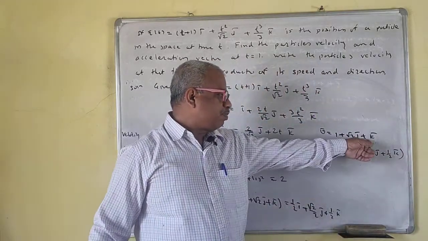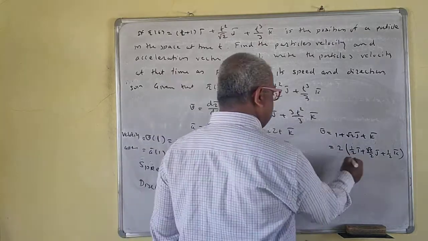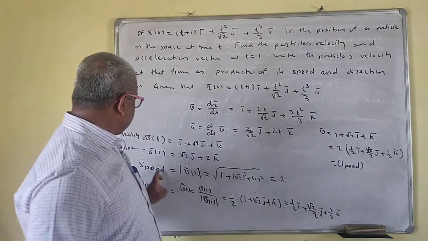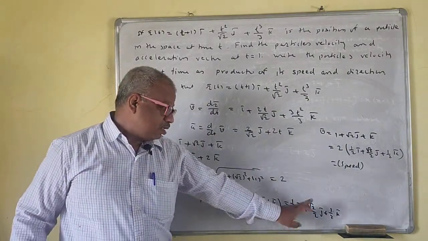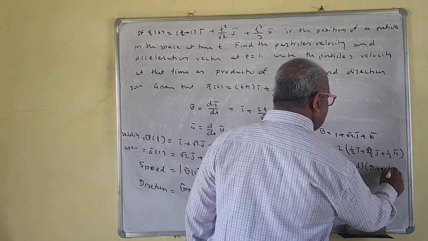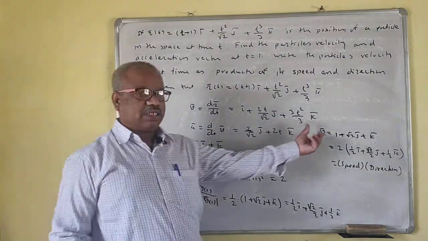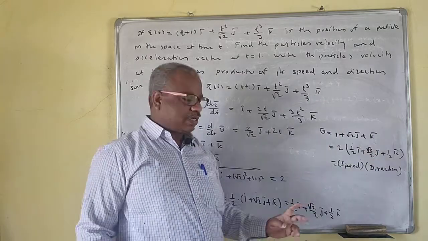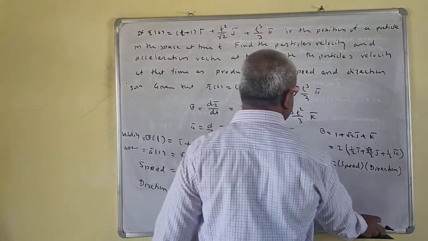You can take 2 common from here. Your 2 is the speed, which you have calculated, and this 1 half i bar plus root 2 upon 2 j bar plus 1 by 2 k bar is the direction, so speed into direction. Just take the speed common from the v bar. Speed is 2, and once you take it common, you automatically get the direction. So the problem is over now.